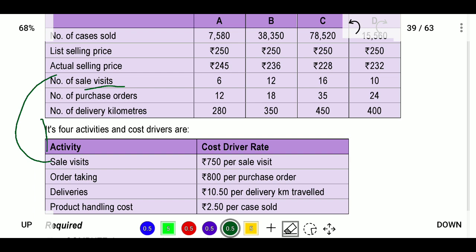Next, number of purchase orders. So we have order taking cost: 12 into 800, 18 into 800, 35 into 800, 24 into 800.